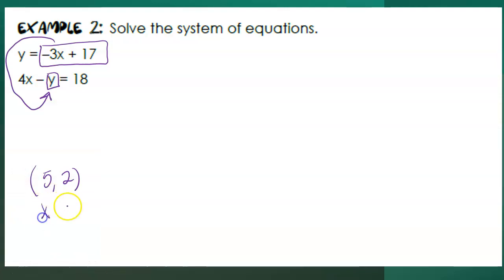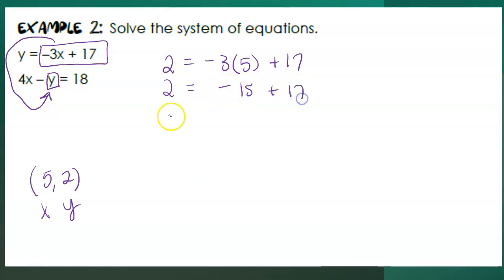Okay, so this is my x value and this is my y value, correct? So I can say, instead of y, 2 equals negative 3 times x plus 17. 2 equals negative 15 plus 17. Negative 15 plus 17 is 2. 2 does equal 2, so I know it works in the first one.